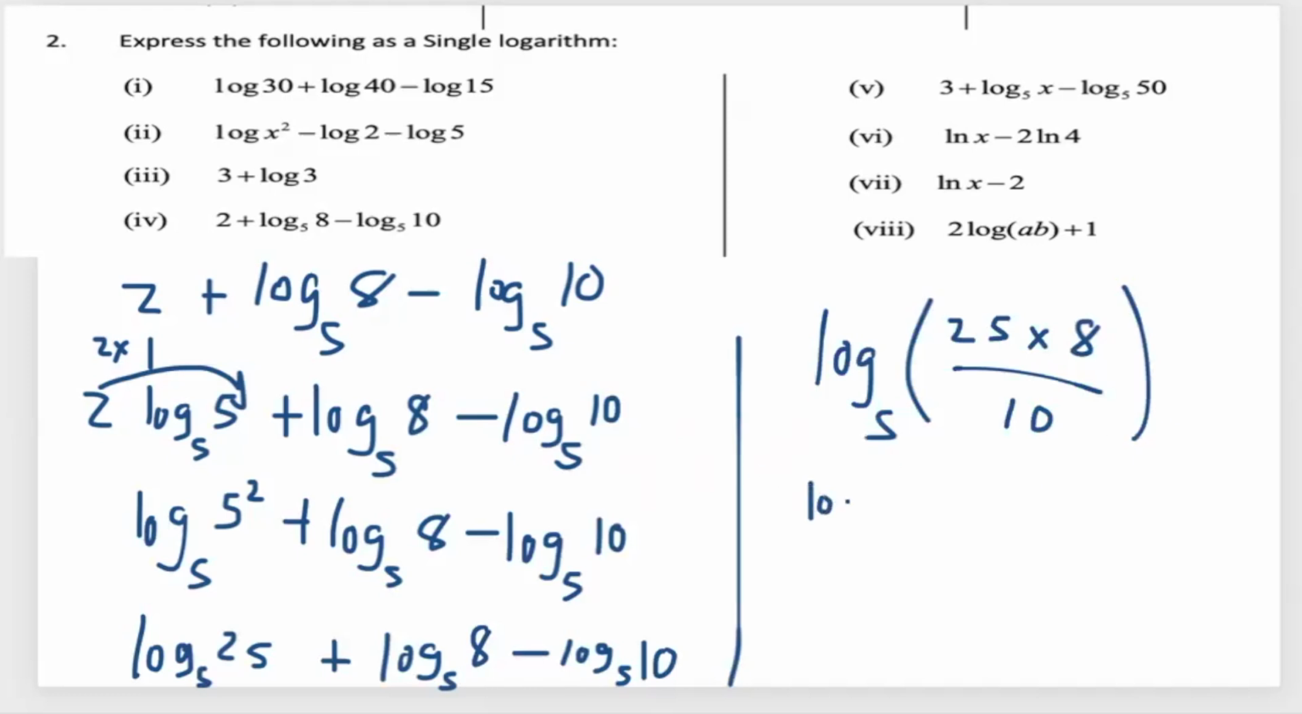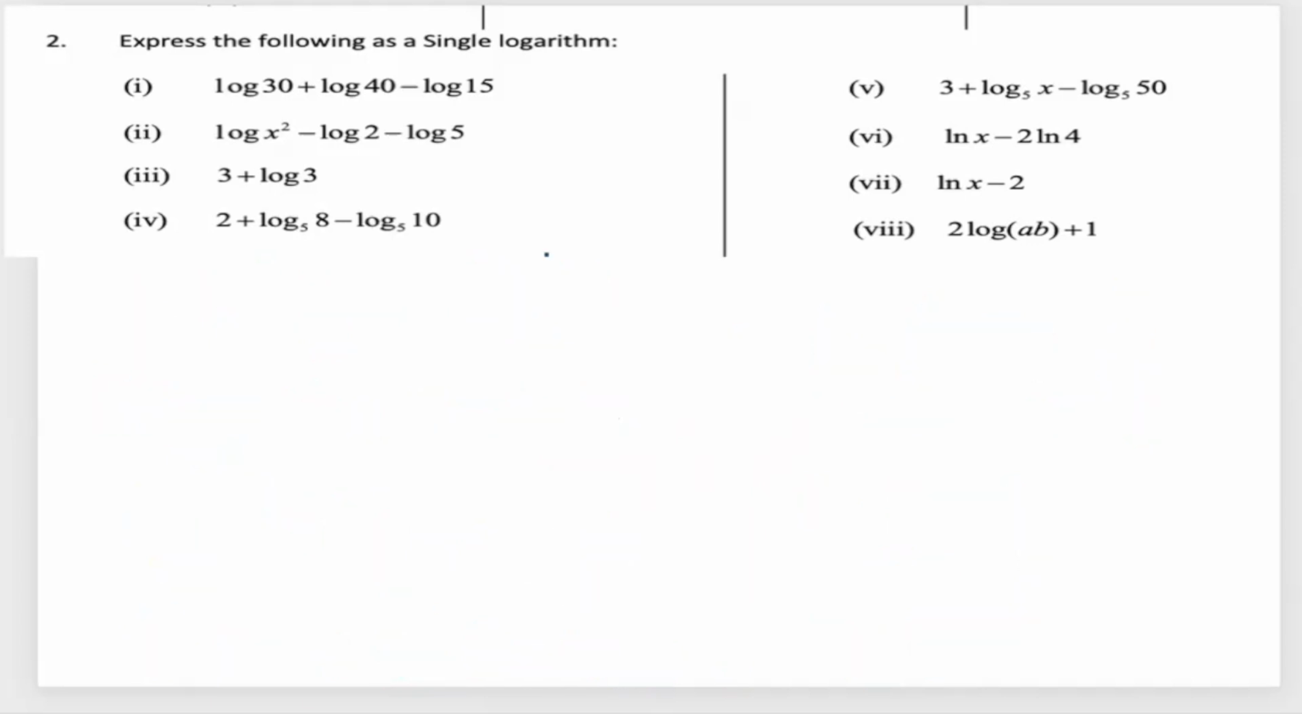So we have log 5, and this is 200 over 10, and reduce that to give us log base 5, and this is 20. And that's it. So it means the one that we have 3 plus log base 5 x minus log base 5, 50, we are going to do once more the same thing.